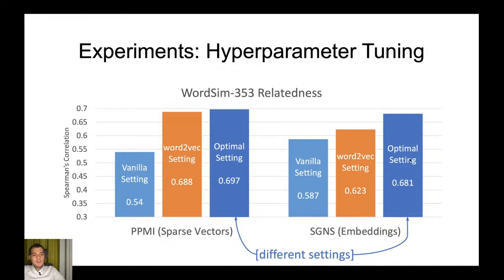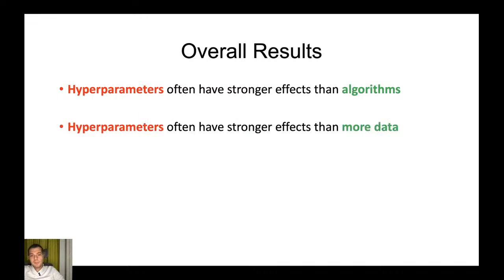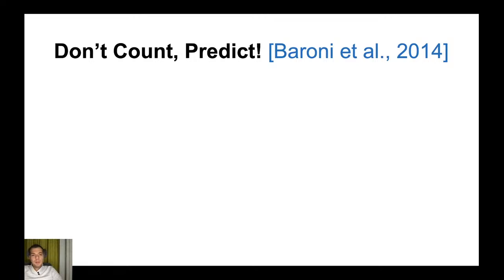Yeah, another observation here is these are based on a grid search. So for each method, you obtain different settings. So yeah, in the overall results, they found that hyperparameters have a stronger effect than the algorithms. So most of the improvements are due to hyperparameters. They even have stronger effects than using more data. So if you adjust the hyperparameters properly, it can save you in cases when you don't have enough data to train your model on. And they conclude that prior superiority claims of neural networks and neural embeddings were not accurate. And they reevaluated the previous claims.